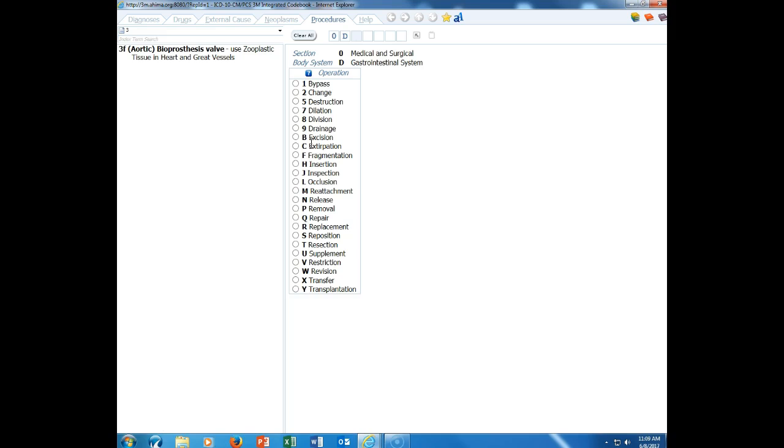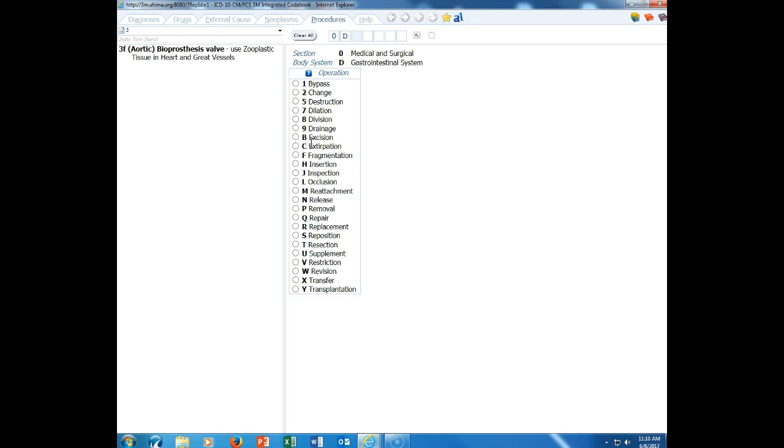Body part is on page 101. That's the 4th character, and this is the body part on which the procedure is performed. So if a lumpectomy is being done on a breast, the body part is the breast. And then I want you to look on page 102.